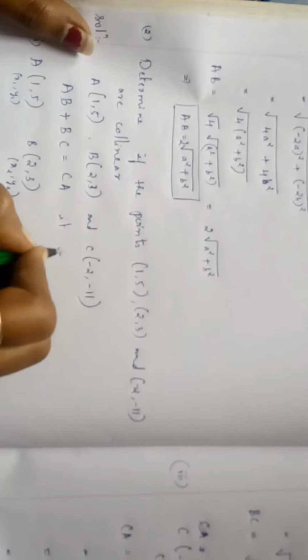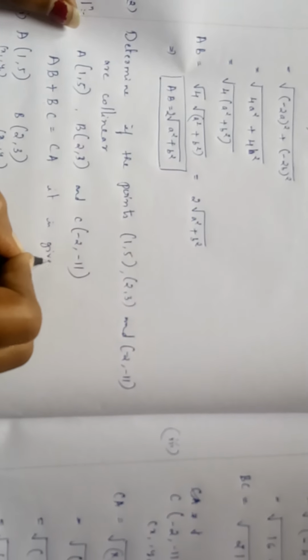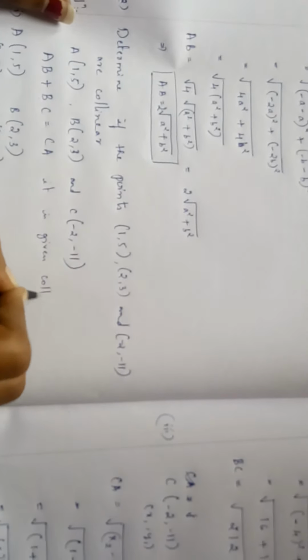Now we need to check whether the given points are collinear. I had already shown in the equation that if AB plus BC equals CA, then it is collinear. Given points are collinear, and we have to show that.